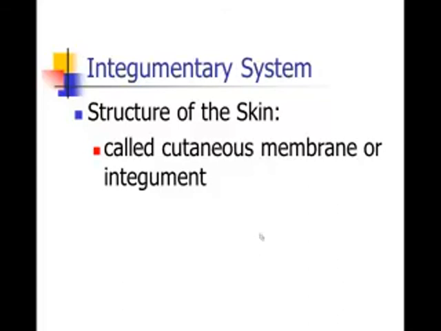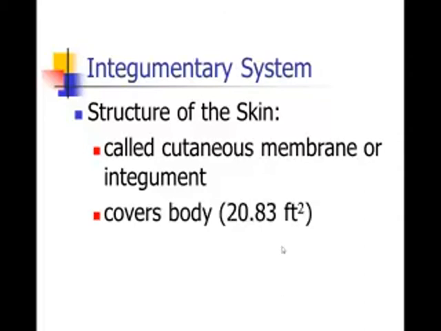The skin can be called a couple of different things besides skin now that we're no longer in nursery school. Sometimes it's called a cutaneous membrane, or sometimes it's called the integument. It covers the body, and a normal person has about 20.83 square feet of surface area, although I suspect there are some people on the Patriots team that are larger than that.